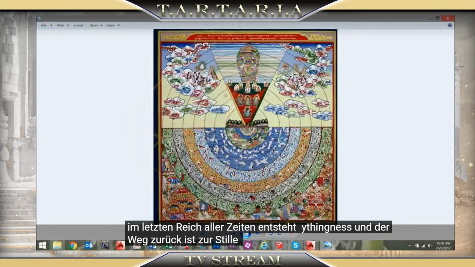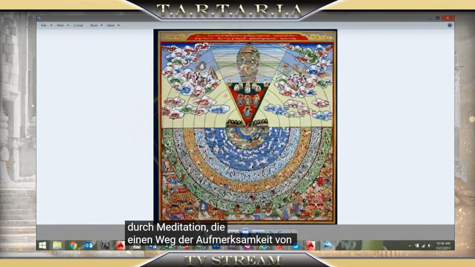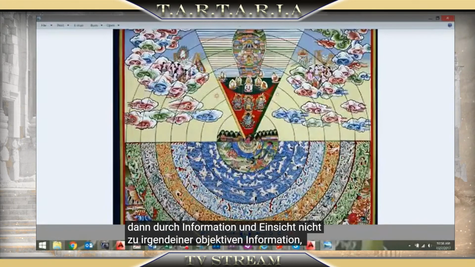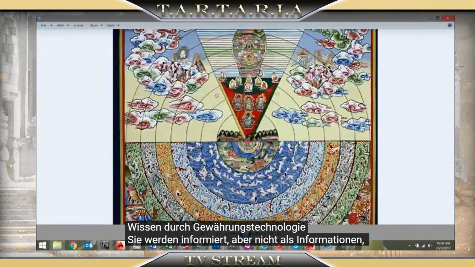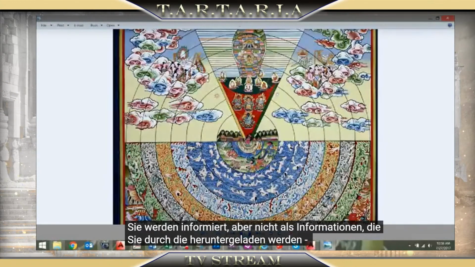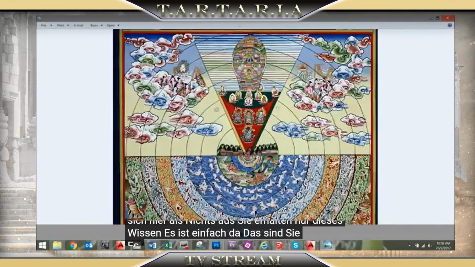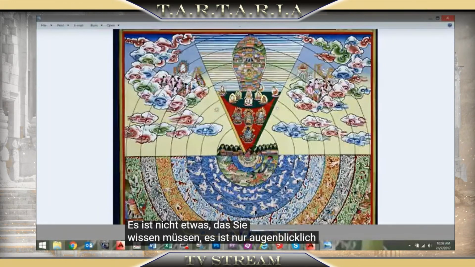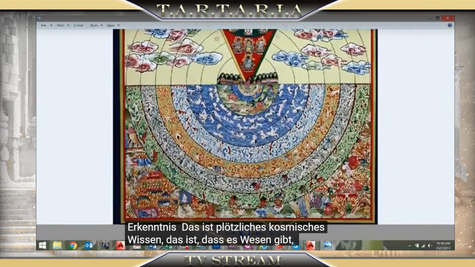And the way back is through stillness, through silence, through meditation, which is the dropping away of the attention off of all the objects so you can return back into nothing. And then through intimation and insight, not through any objective information, but through Gnostic knowledge, you get informed, but not as information, but you get downloaded through resting in here as nothing. You just get this knowledge. It's just there. It's just you. It's not something that you have to gather. It's just instantaneous. That's why it's called insight or realization. It's just sudden Gnostic knowledge that is there because it's always been there.